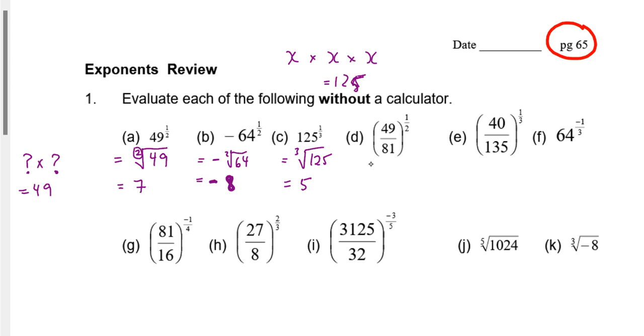Okay, question D. We are taking the square root of 49 over 81. That means we're taking the square root of 49 and we're taking the square root of 81, which is 7 over 9.